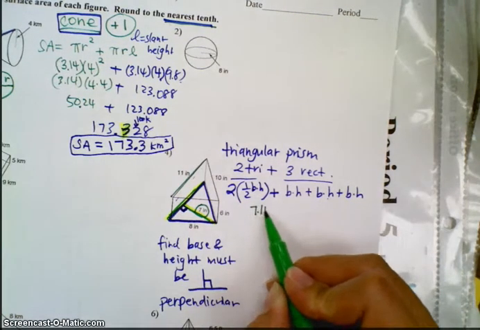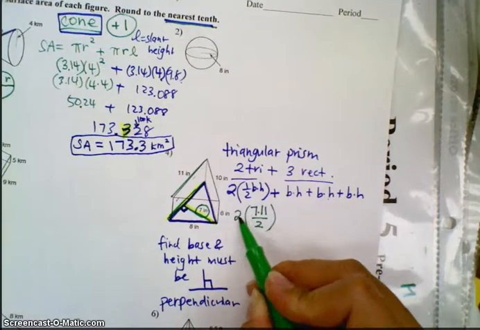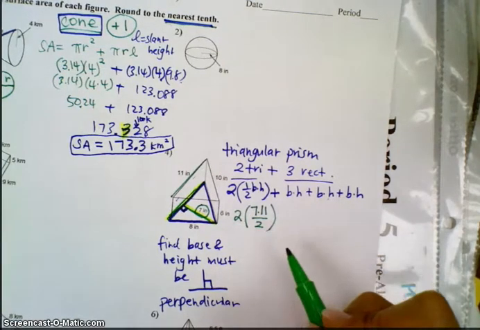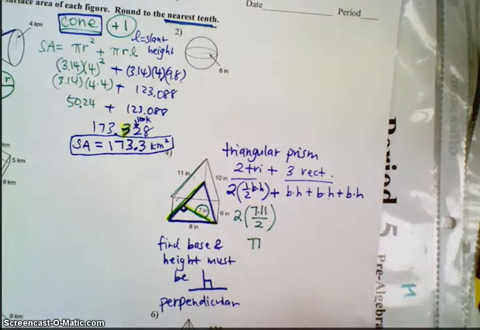7 times 11, half of that for the triangle, and then we're going to double it since there are two of the same triangles. Okay, so if I put that in my calculator, I will get 77. Then I'm going to take care of the 3 rectangles.